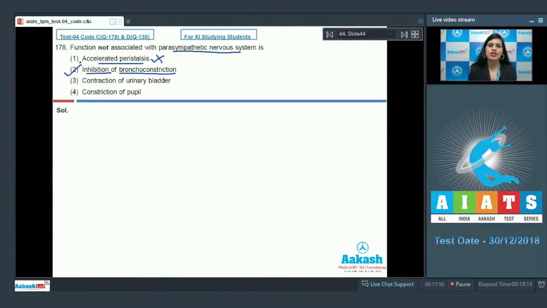In emergencies, the stimulation of sympathetic nervous system promotes the relaxation of breathing pathways, and therefore the inhibition of bronchoconstriction occurs as a function of sympathetic nervous system and not parasympathetic nervous system. On the contrary, the parasympathetic nervous system hinders breathing and narrows respiratory pathways by promoting bronchoconstriction. So the correct answer to this question is option number 2. Let's discuss other options also. The third option is contraction of urinary bladder, and the last option is constriction of pupil. These functions are associated with parasympathetic nervous system, so these are incorrect options. So the correct answer to this question is option number 2.